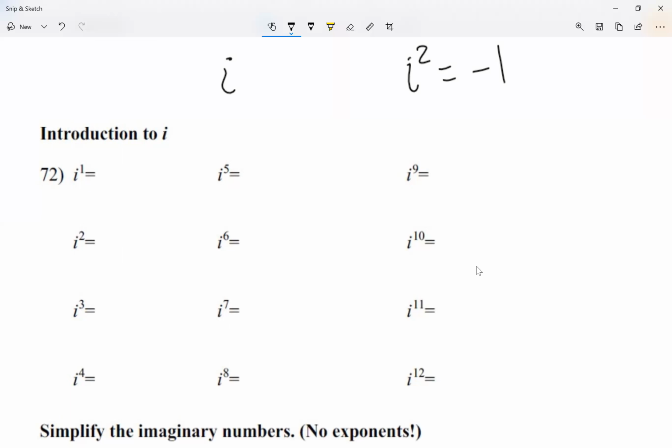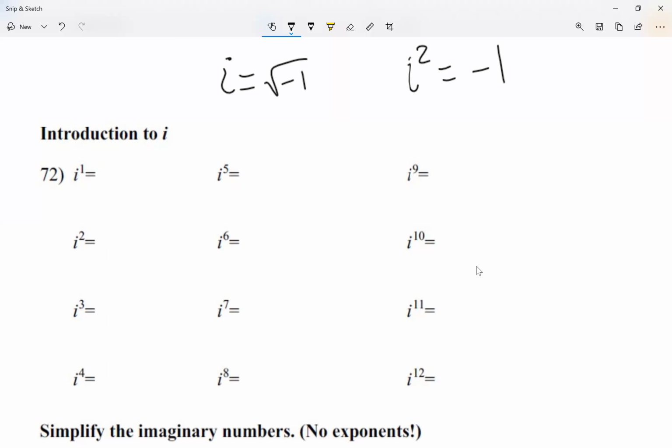So the important thing about i is that it's basically the square root of -1. We're going to be dealing with radicals, some people call them square roots, this week. So I want to deal with powers of i.